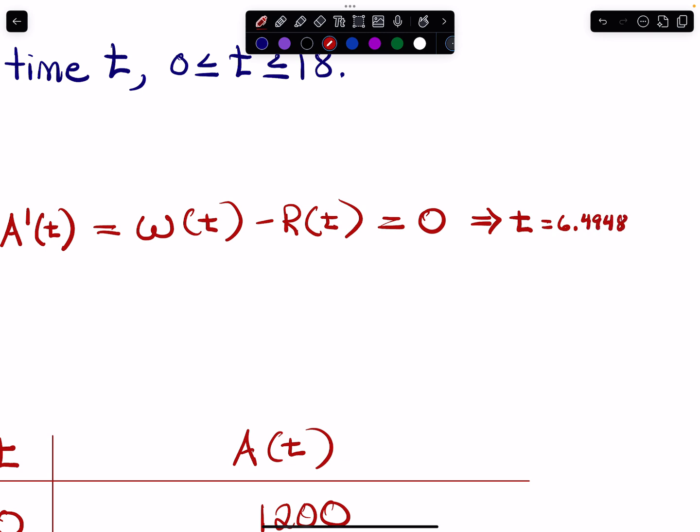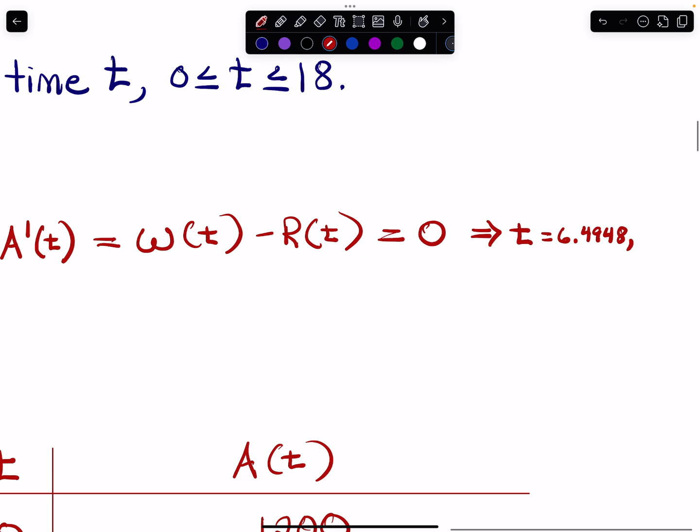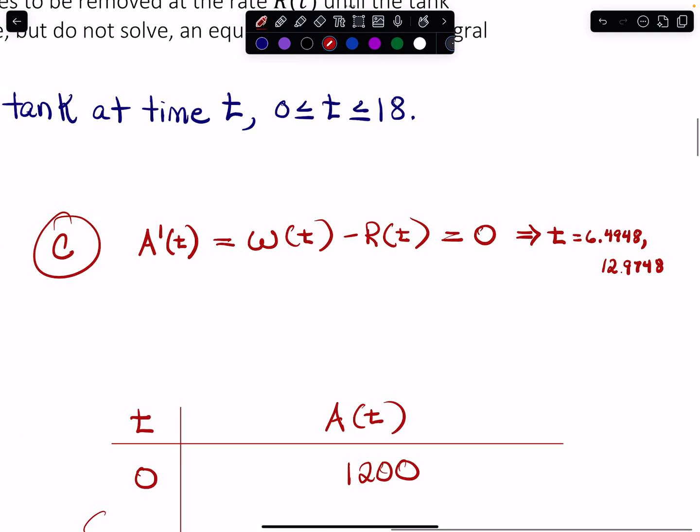Keep some decimal places, but it's 6.4948, and then also it was 12.9748, I believe. Should be good. Now I'm going to say at t equals 6.4948, right? The amount of water in the tank has a relative maximum, right?